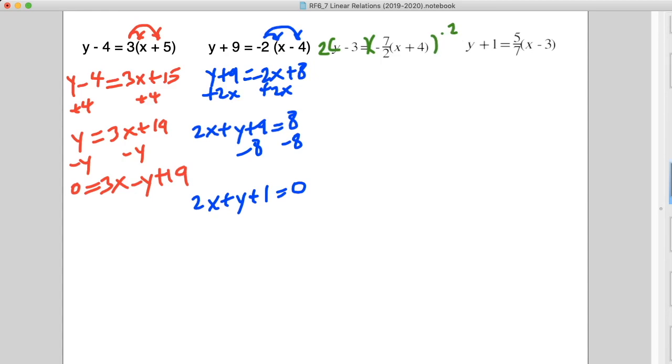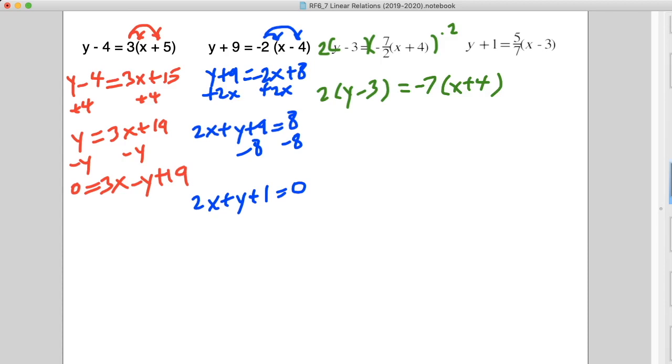So what that'll look like is we'll have 2 times y minus 3 is equal to negative 7, then x plus 4. Now, where students get really confused is, well, why aren't we multiplying that 2 with the x and the 4 on the inside?